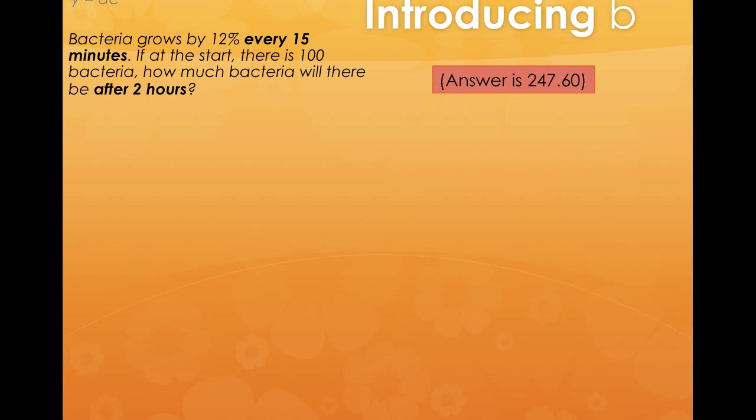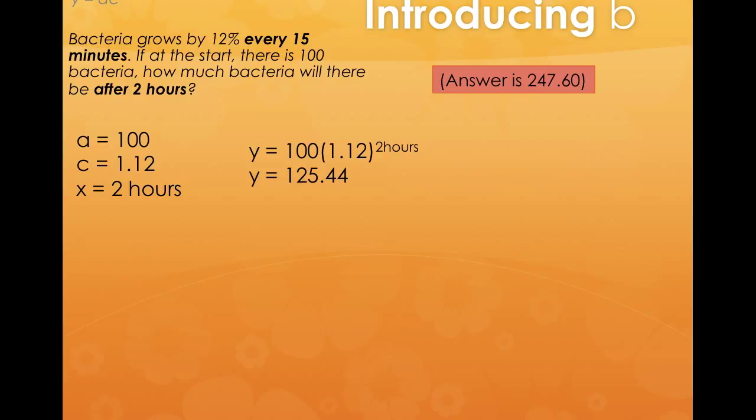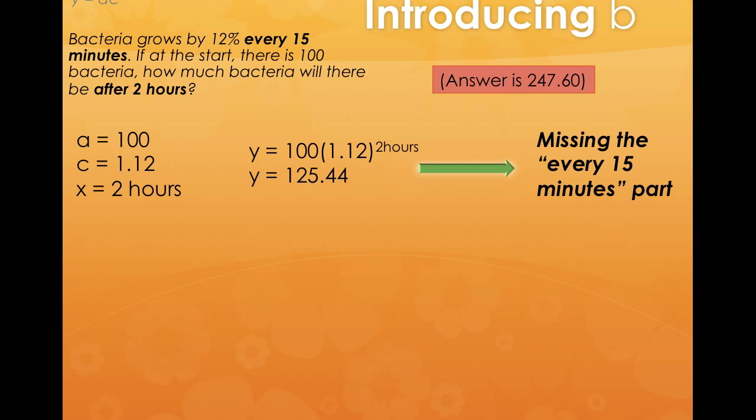We know that our answer is 247.60 based on the graph, so keep that in mind. We know that our A is 100 because that's how much it starts at. We know that our C is 1.12, we already talked about that, and we also know that our X is 2 hours. Now, if we plug that into our original rule that I taught you the last time, you would have 100 times 1.12 to the power of 2 hours, X, and it gives us Y is equal to 125.44. But that's not our answer. We know what our answer is. We are missing the every 15-minute part.